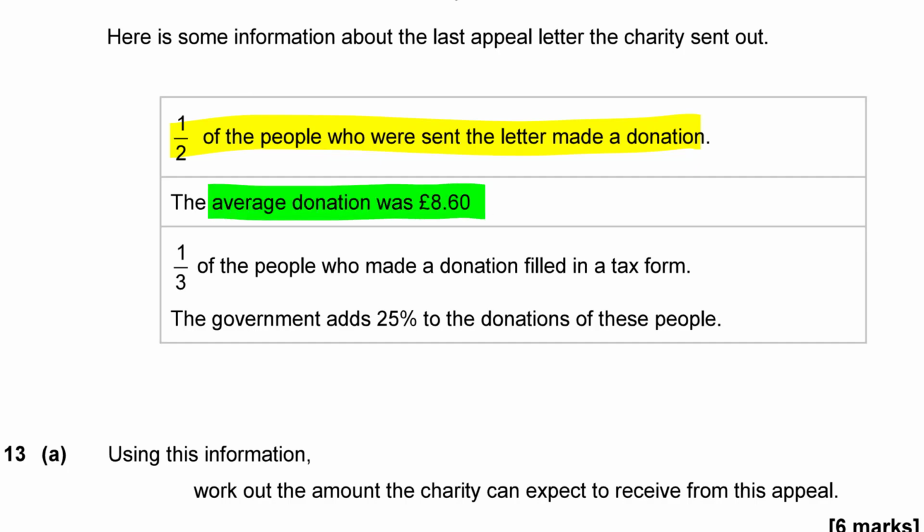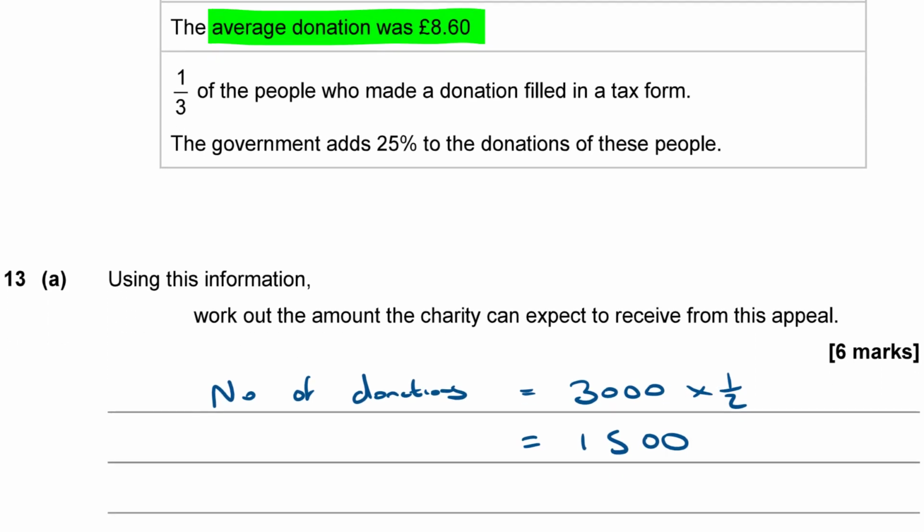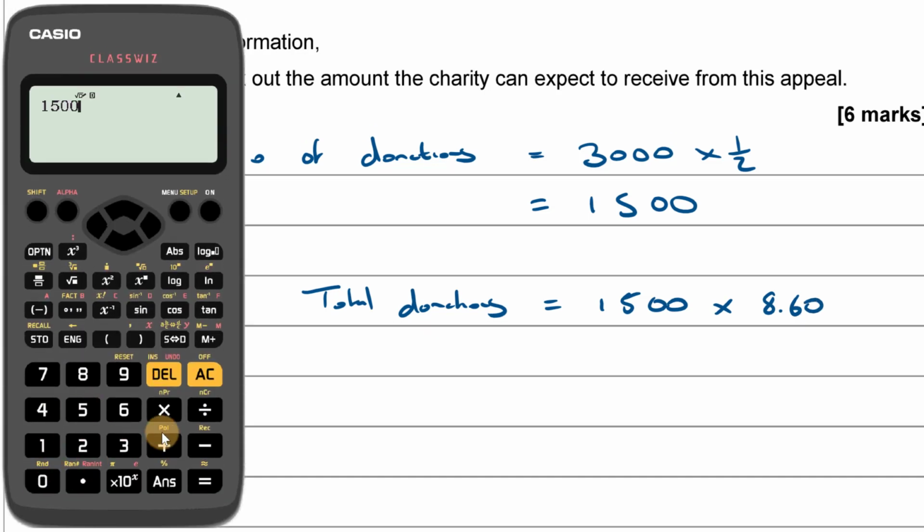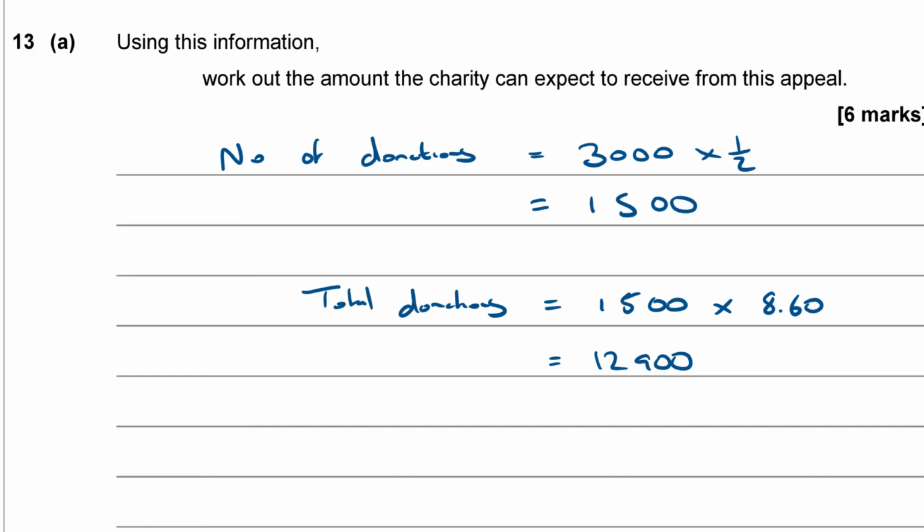If you added up all the donations, divided by how many donations it was, and you got £8.60, that means if I times £8.60 by the number of donations, I should get the sum of all the donations. So total donations is going to be 1,500 times my £8.60. 1,500 times 8.6 comes out to be 12,900. So 12,900. Okay, well now what?